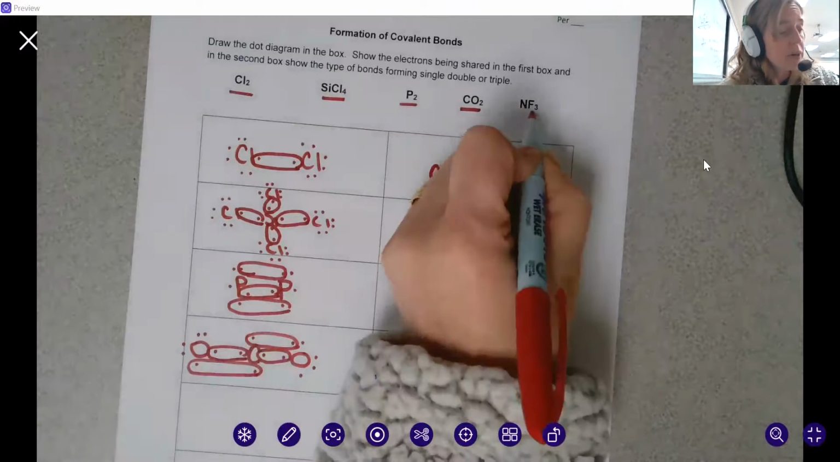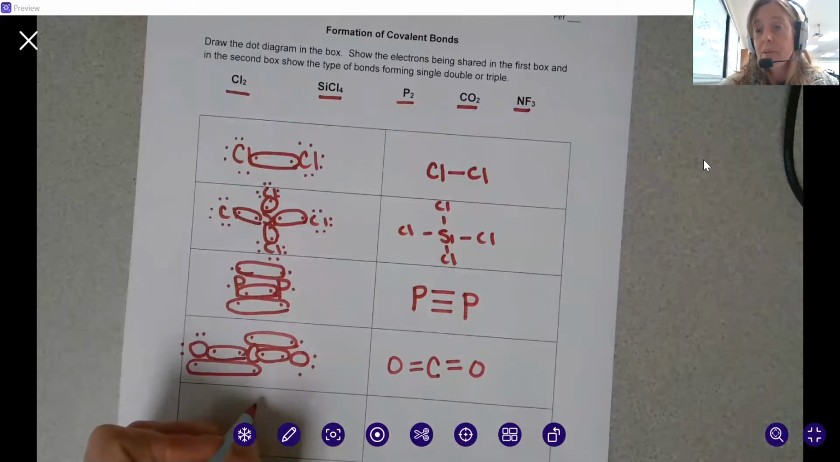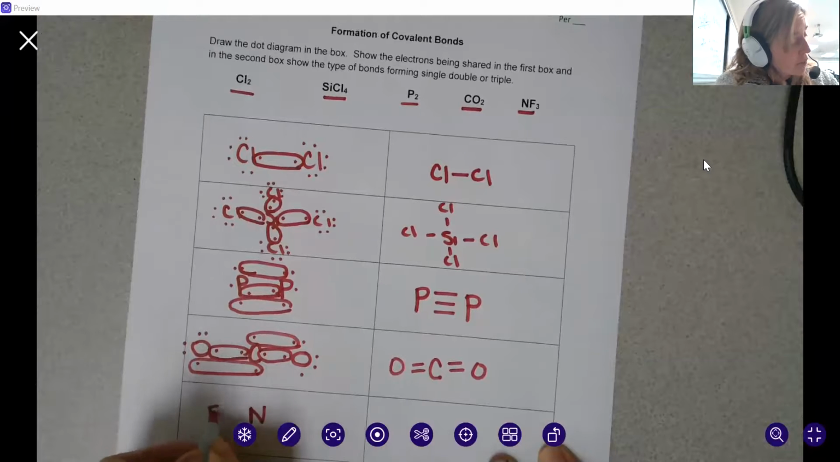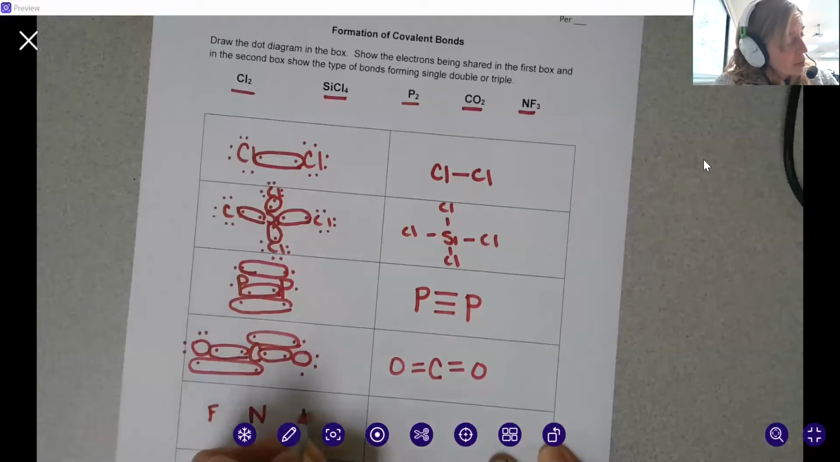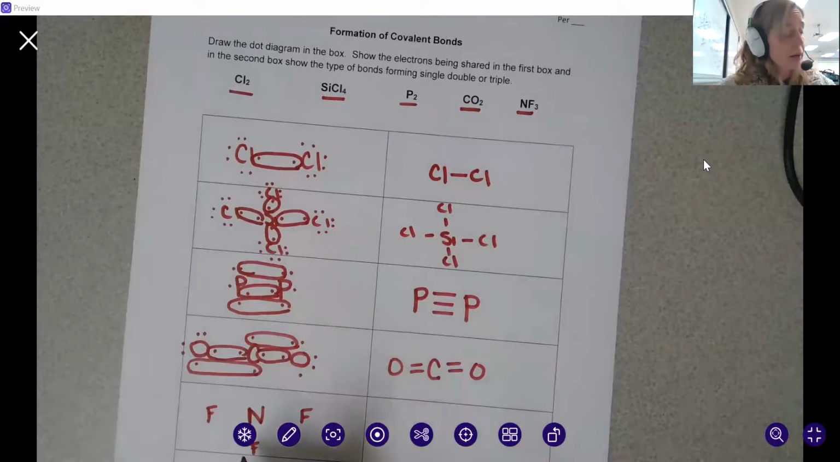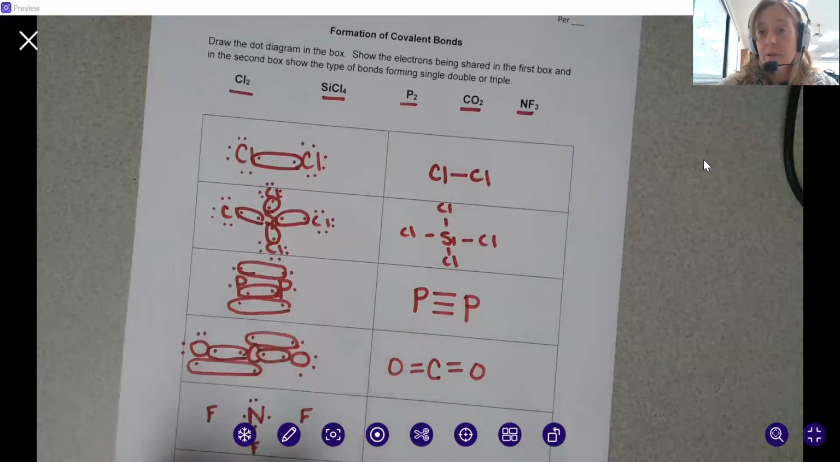All right, the last one is NF3. Remember, when we have more than 2 elements, you have to have something that is centrally located. So my nitrogen is going to be centrally located, and then I'm going to have a fluorine on each side, and then one below, or you could put it above it. It doesn't matter as long as you just have it in one of the 4 quadrants, okay? So now nitrogen has 5 valence electrons. Fluorine has 7. Okay, each fluorine has 7.